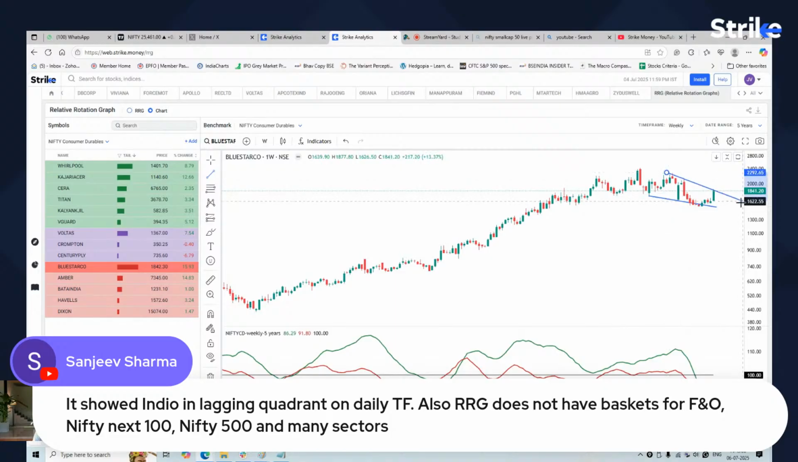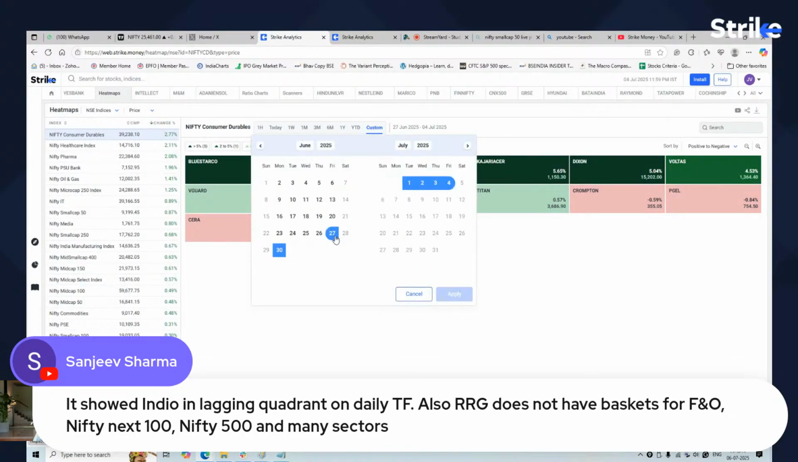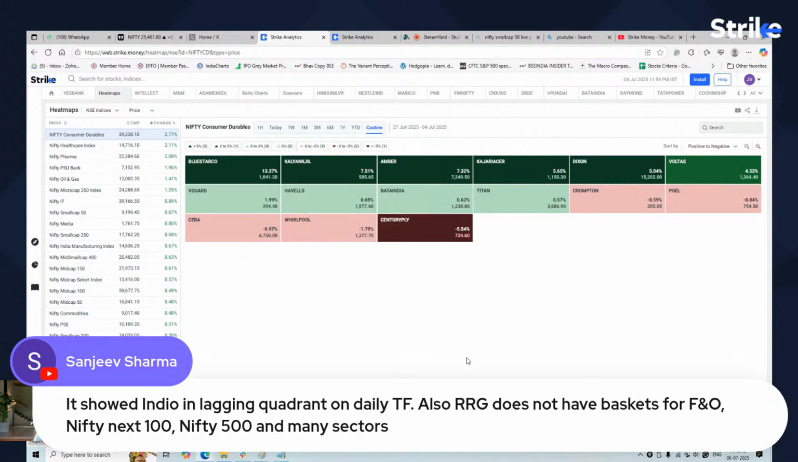Something like this has occurred. So yes, that's how it can be helpful for you to see it. Now, based on your question on heat map, this is how you can do it. Okay, go to custom, select the dates you want, and whichever are at the top are your outperformers, whichever are at the bottom are your underperformers.